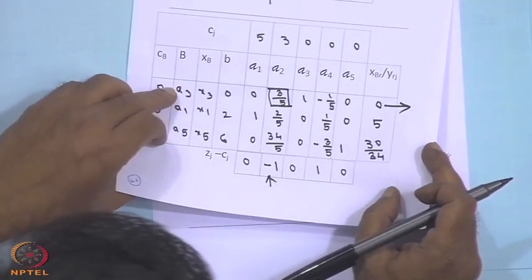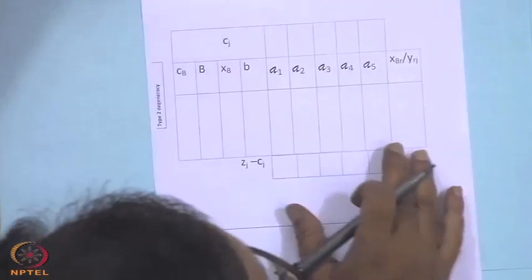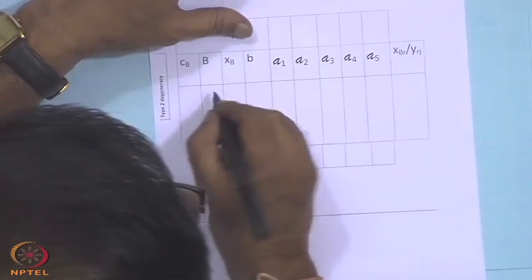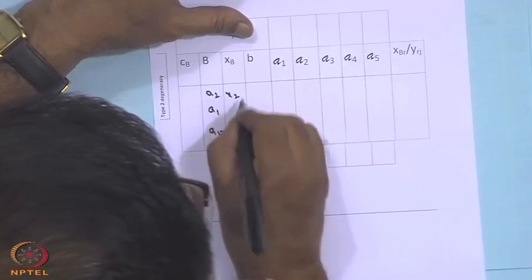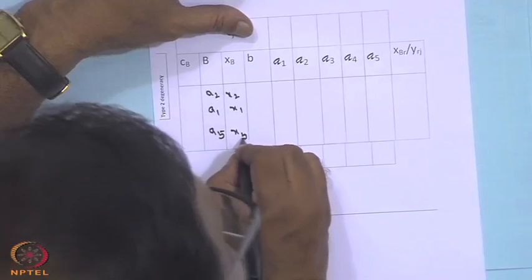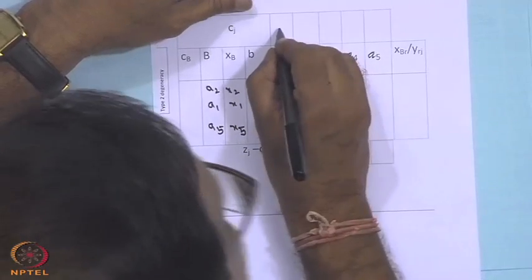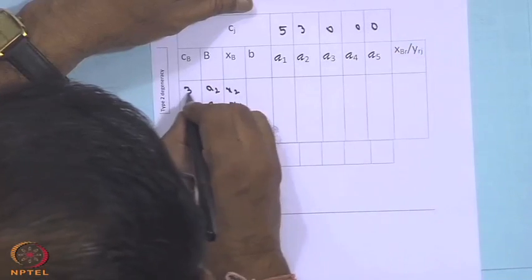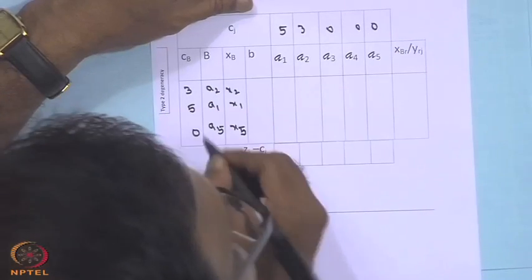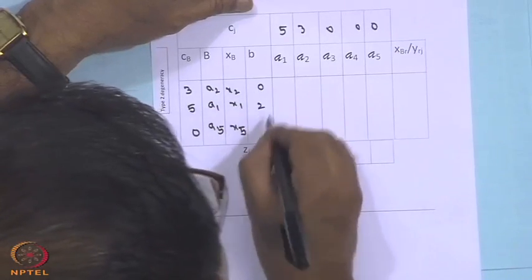Here from a 3, a 1 and a 5, a 3 will go out and a 2 will enter. So, here you will have a 2, a 1 and a 5. So, it is x 2, x 1 and x 5. So, it is 5 3 0 0 0. This is actually the routine now 3 5 0. So, it is 0 2 6.